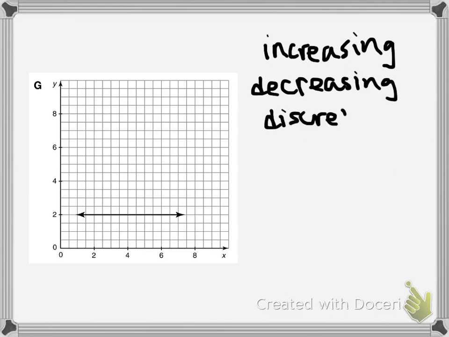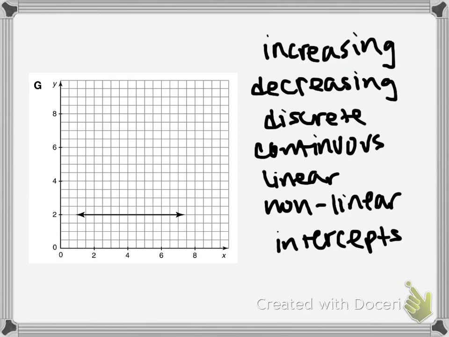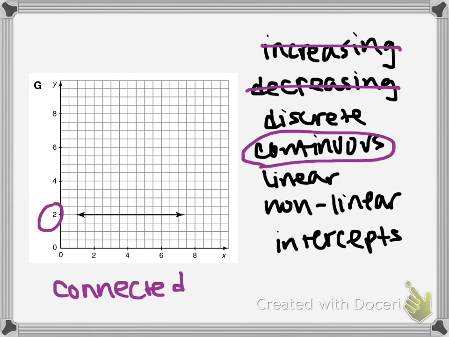Here's G, and on this one, I want you to try to figure this one out before you hear me give you the answers. So pause it, write down what you think it is, and then hit play. If I read it left to right, I notice that my line stays at 2. That means it's neither increasing or decreasing. I can draw this line without picking up my pencil, so it's continuous. It's a straight line, so it's linear. And since that arrow tells me that it goes on forever in that left direction, I know my y-intercept is (0, 2).